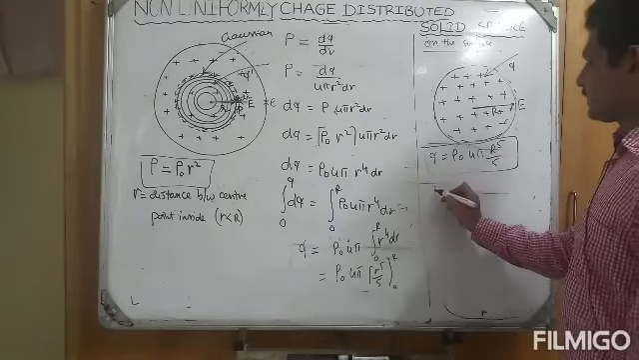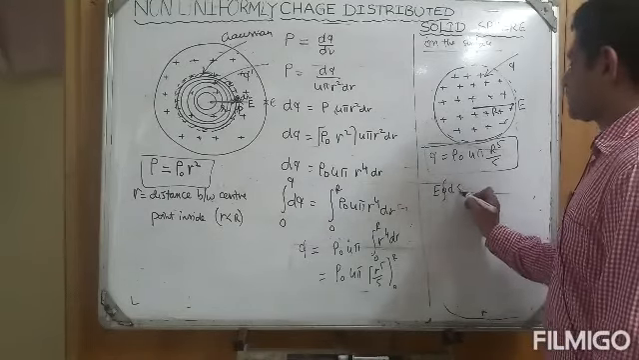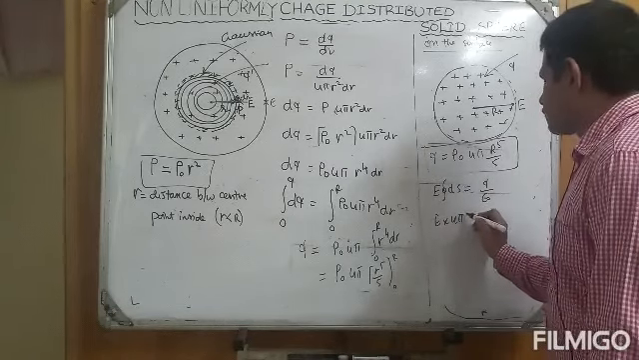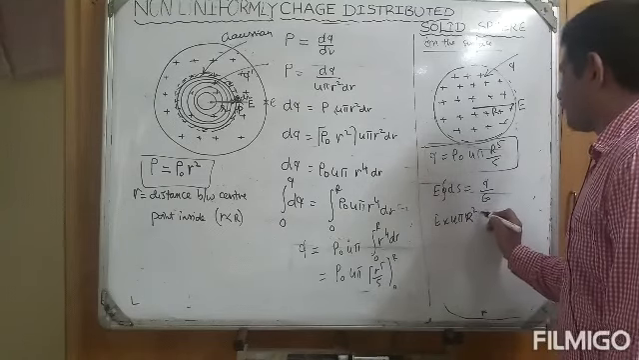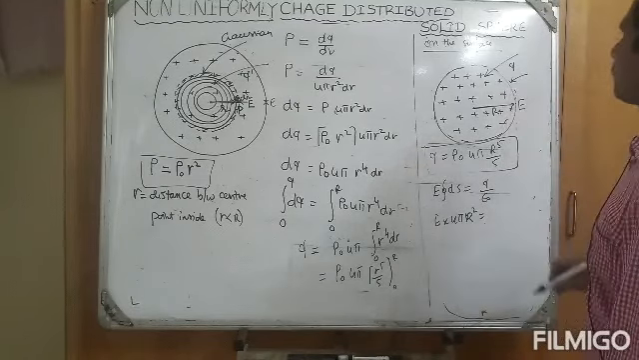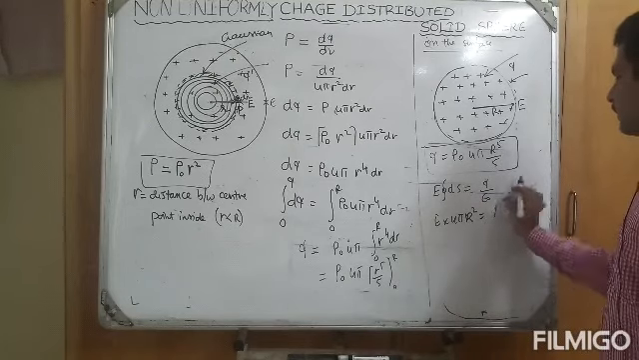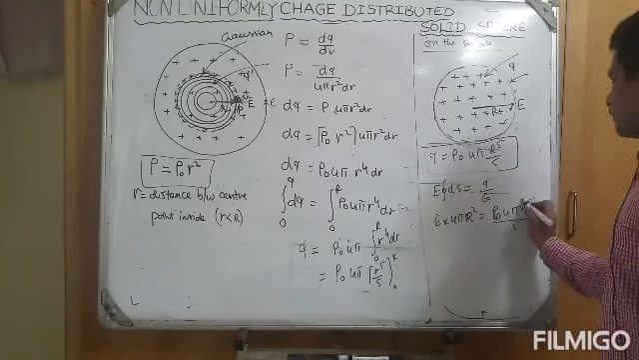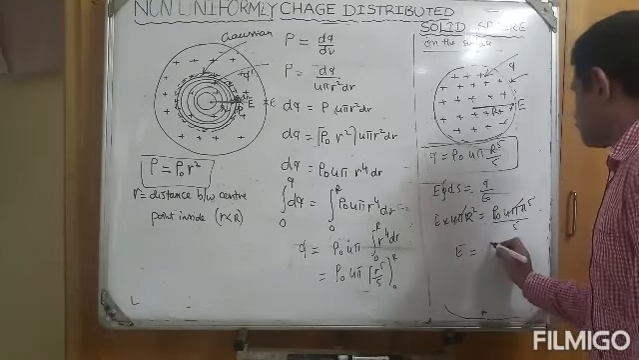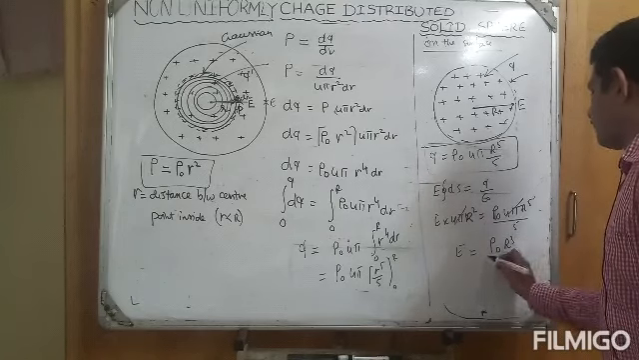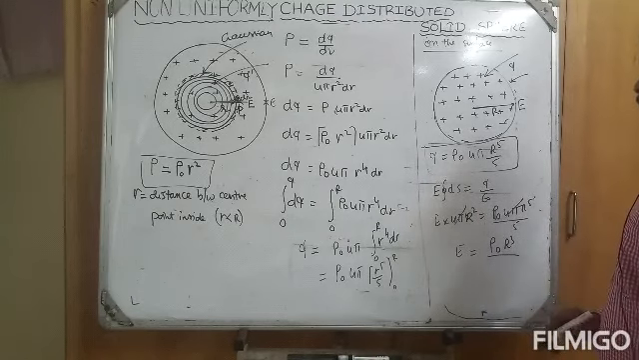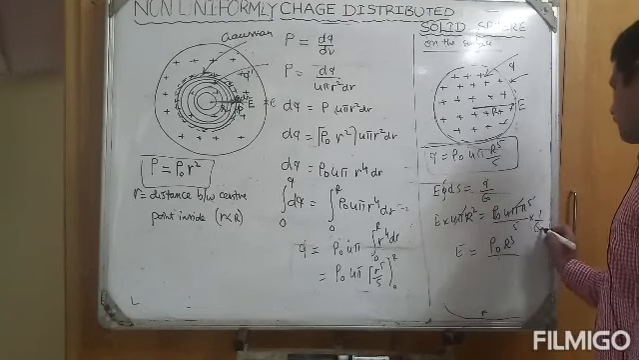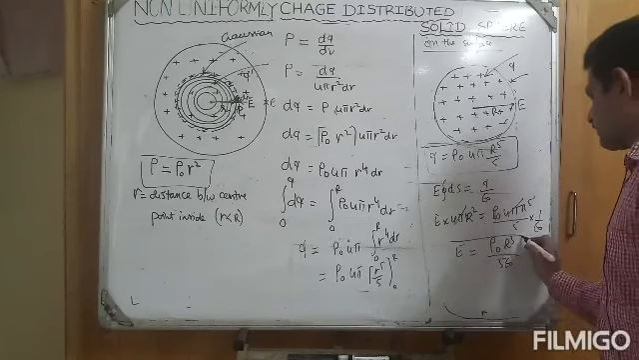Therefore the electric field intensity here: E integration ds is equal to q by epsilon naught, E into 4 pi r square. For the Gaussian surface, E into 4 pi r square is equal to rho naught 4 pi r power 5 by 5 into 1 by epsilon naught. 4 pi cancels, E is equal to rho naught r cube by 5 epsilon naught. Okay, this is on the surface.